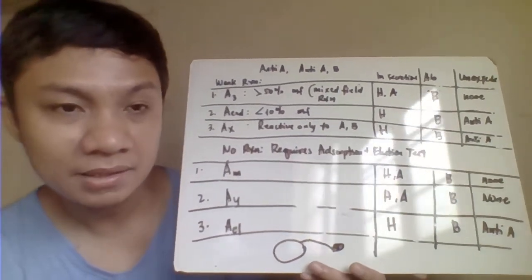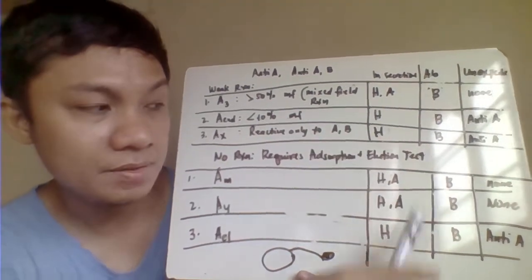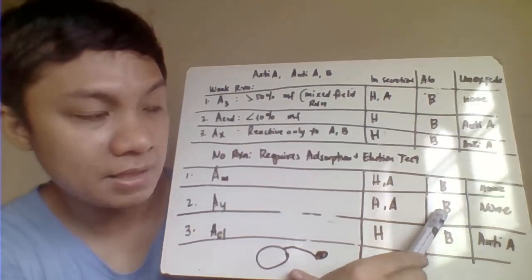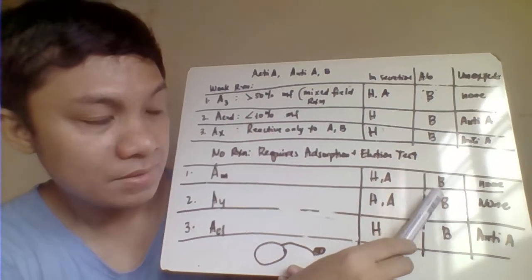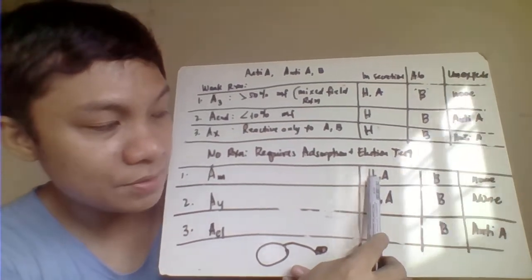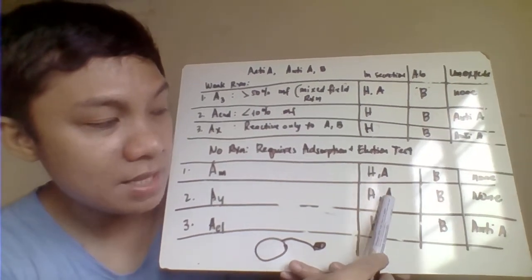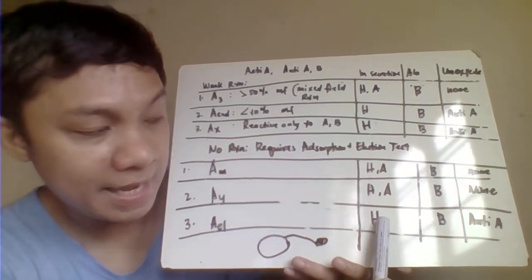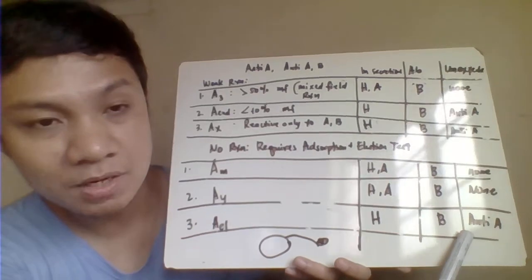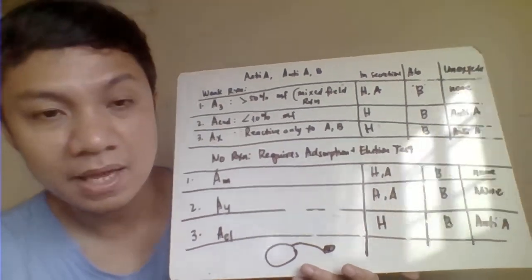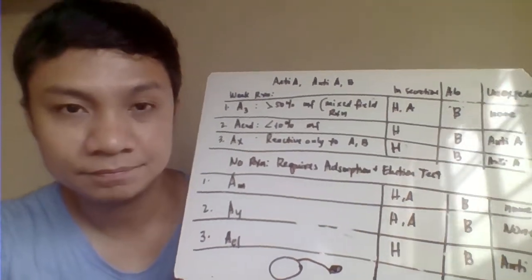So we have their expected antibodies. Since they are type A, you're expecting they have an anti-B antibody. So for the unexpected antibody: since this one has H and A antigen, you have no unexpected antibody. This one has H and A too, so you have no unexpected antibody. This one has no A. So therefore, it has a tendency to develop anti-A antibody as the unexpected antibody.